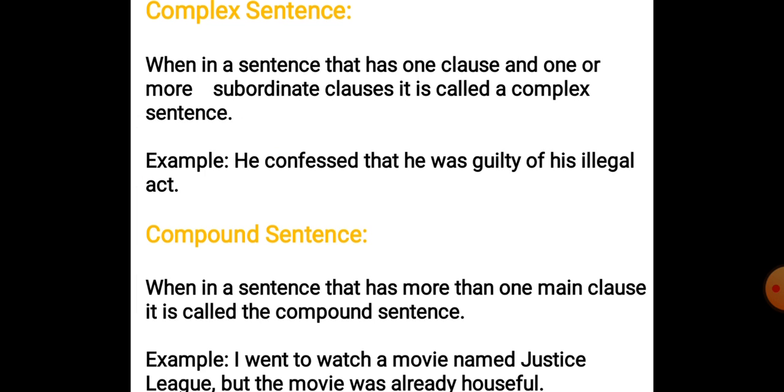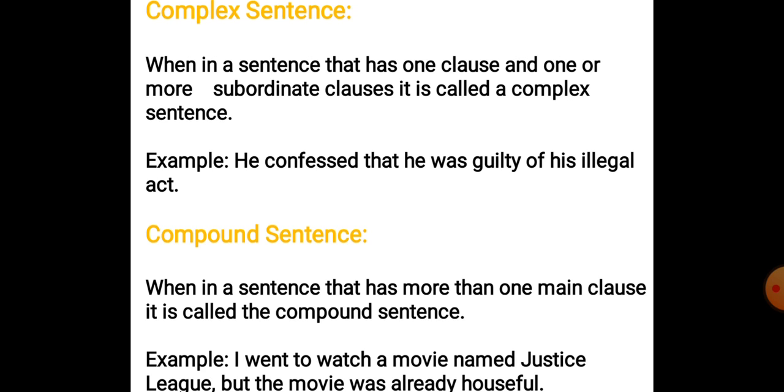Now moving to the next one, that is complex sentences. A complex sentence has one main clause and at least one subordinate clause. Okay. So the sentence which has one main clause and one or more subordinate clauses, at least one means there has to be one, it can be more than one also, is known as a complex sentence.